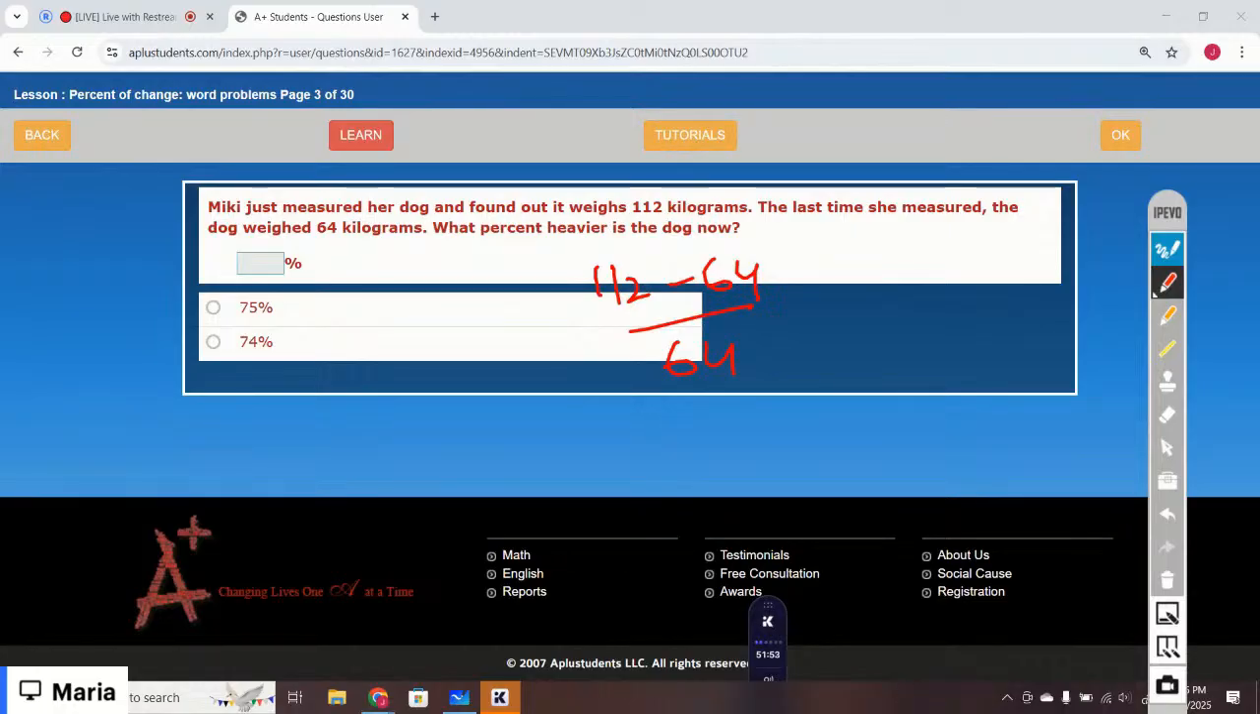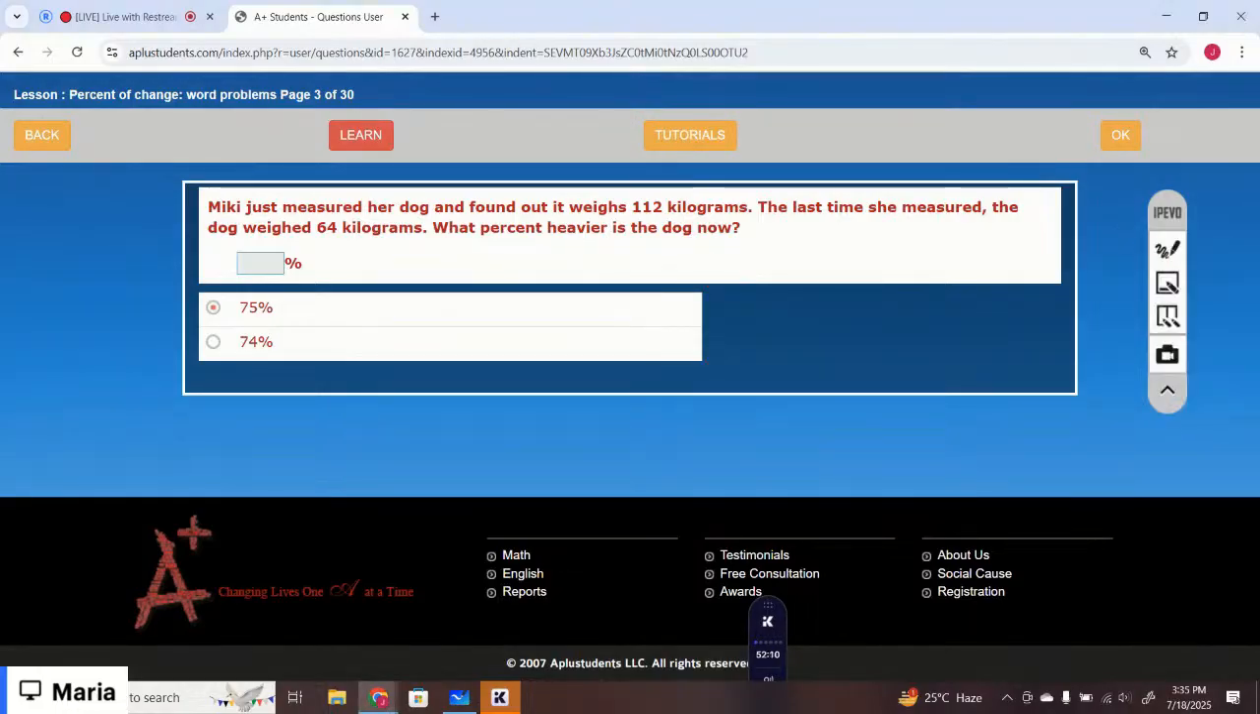So 112 minus 64 is 48, and 48 divided by 64 is 0.75. So that means that would be 75%. Option number 1 is the correct option.